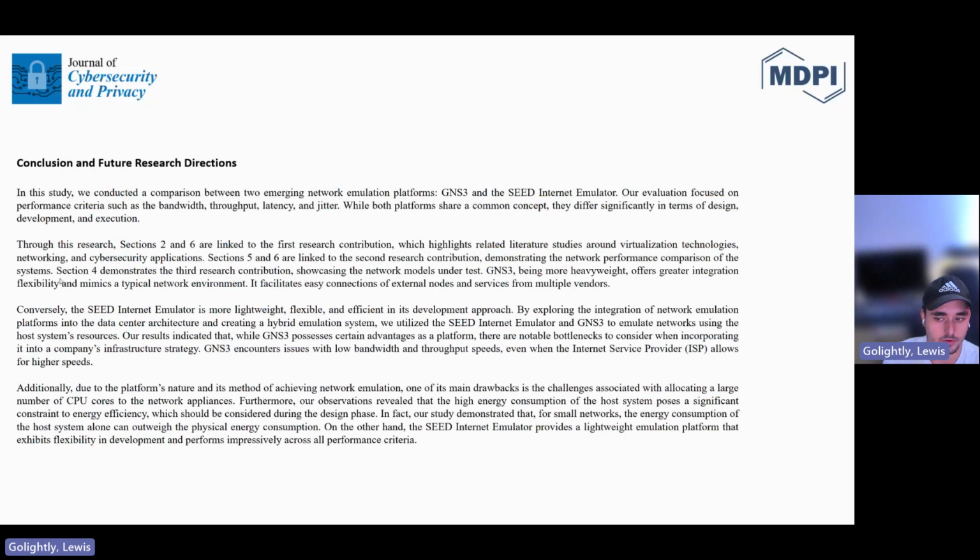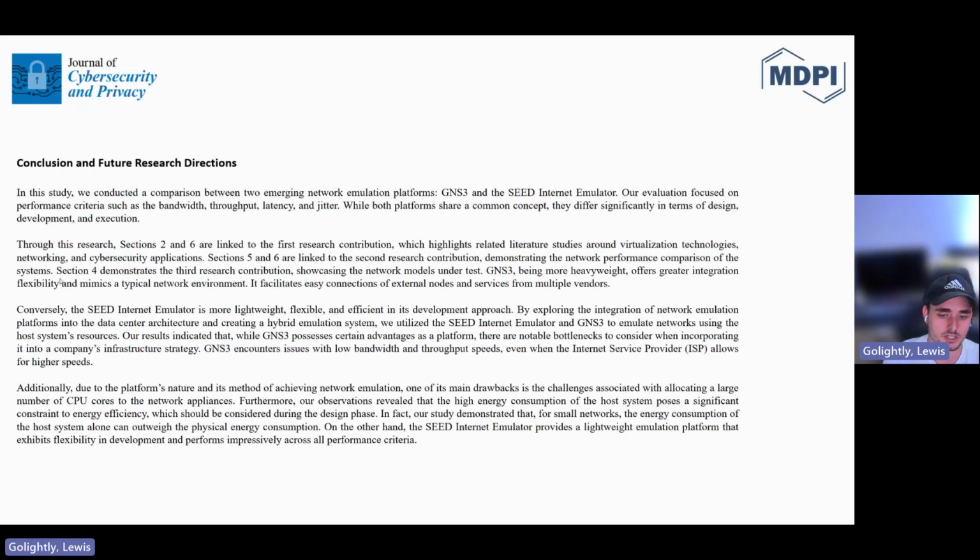GNS3 is more heavyweight, offering greater integration flexibility, mimicking the typical network environment, and facilitating easy connections of external nodes and services from a variety of different vendors. Conversely, SEED Internet Emulator is more lightweight, flexible, and efficient in its development approach. By exploring the integration of network emulation platforms into the data center architecture and creating a hybrid emulation system, we utilize the SEED Internet Emulator and GNS3 to emulate networks using the host system resources.